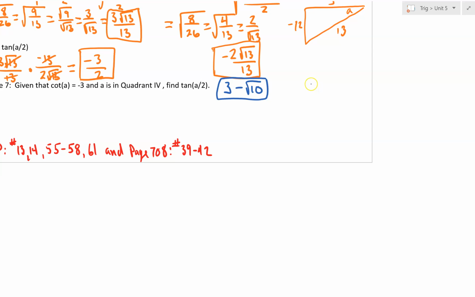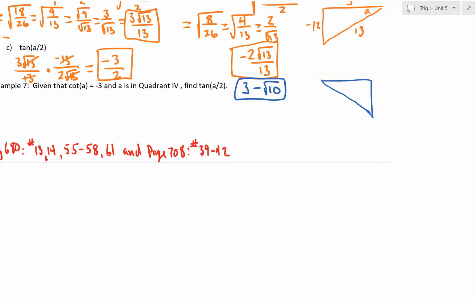So we're in the fourth quadrant in terms of where we're starting. So we have a triangle in the fourth quadrant, and it said that cotangent is negative 3. So that means that tangent is negative 1/3. That's one way to look at this. And tangent would be the sine, or y, over x. So we have something that looks like this.